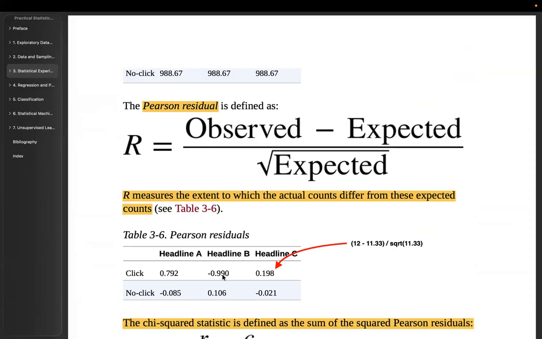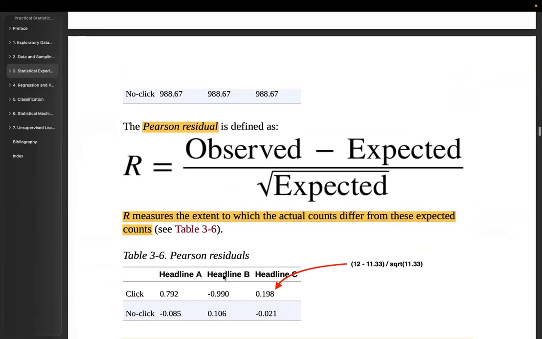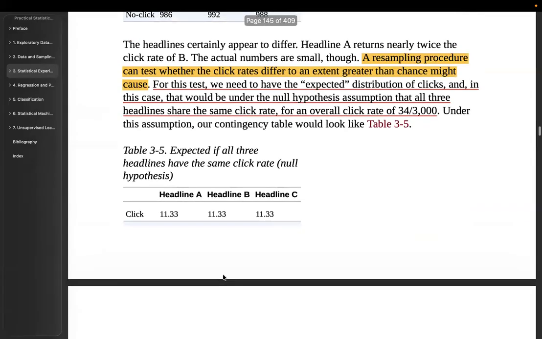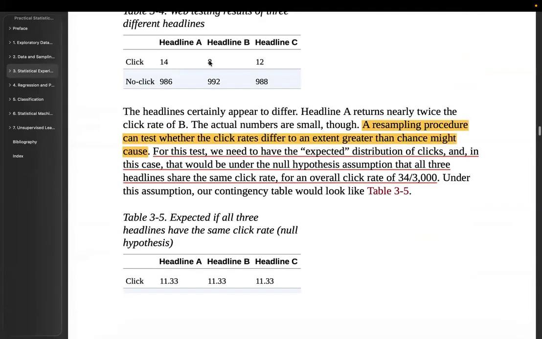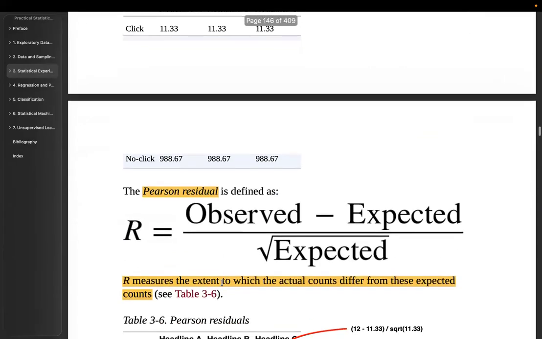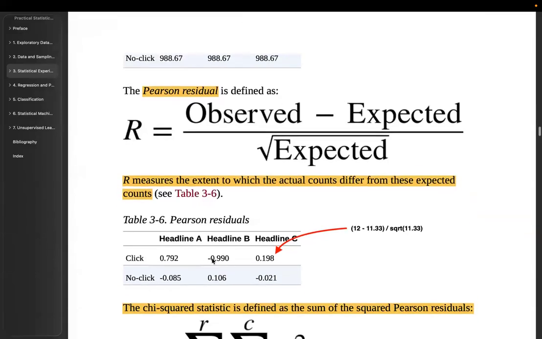Similarly here, for example, headline B: 8 minus 11.33 divided by the square root of 11.33 should give you this one right here, and so on. This is the table of Pearson residuals. What's the next step now?